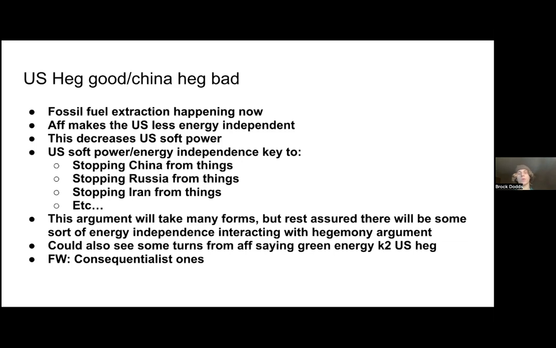In terms of impacts for this general hegemony argument, it's going to be the typical ones of hegemony key to preventing war, hegemony key to globalized economic growth. If it's focusing more on why another country's hegemony is bad, you might see people talking about how China being emboldened leads to a war in Taiwan, or it leads to more oppression of the Uyghurs. Essentially, like I said, I can't go into all of the aspects of the different directions the negative can take this because there are so many.